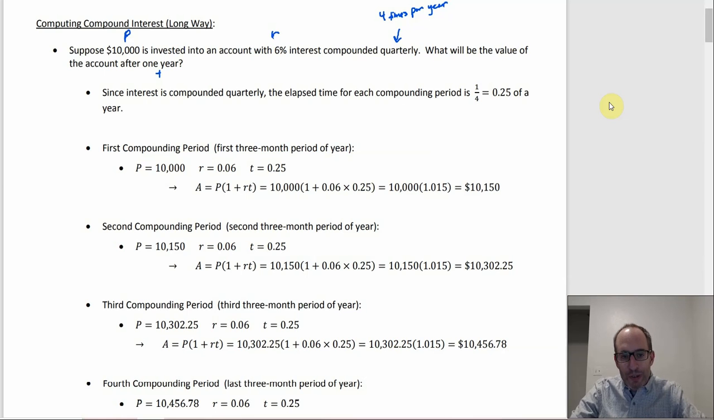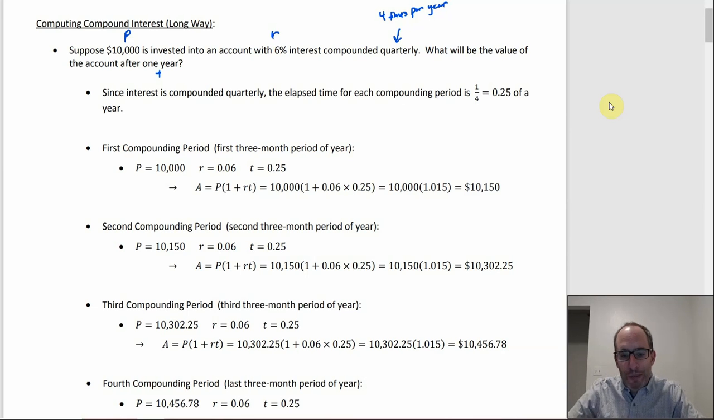All right, so for the first compounding period, our principal is the 10,000. The rate per year that we had was the 0.06, and then the time is 1/4 or 0.25 of a year. Well, you can use the old formula that we had for simple interest. It's just that you have to do it over and over again. You'd have to do it for every compounding period, and that's what we're going to do. So this is what the long way is: use the simple interest formula over and over and over. Do it for every compounding period that you need.